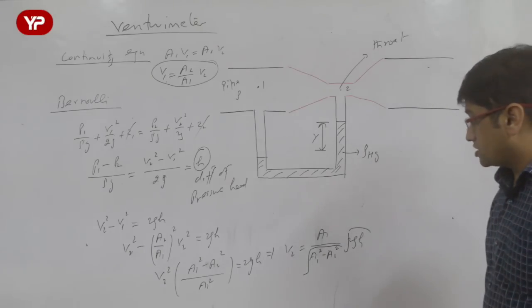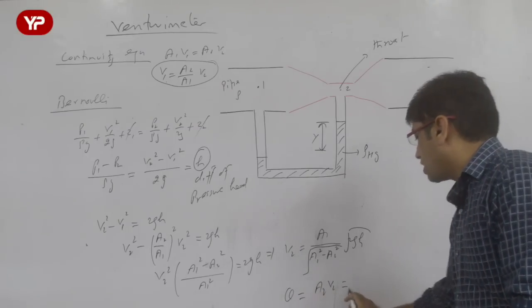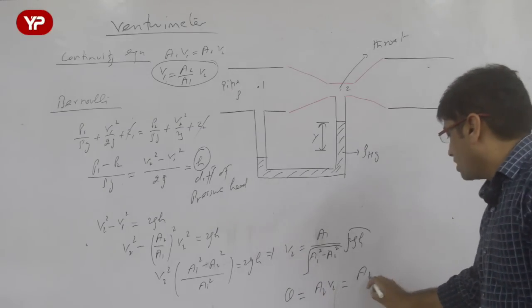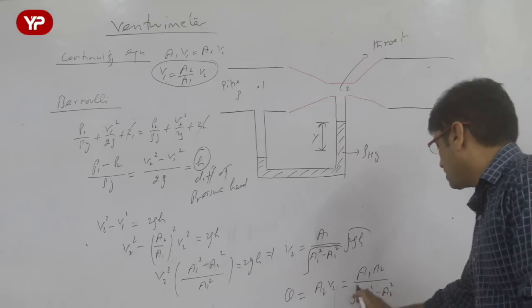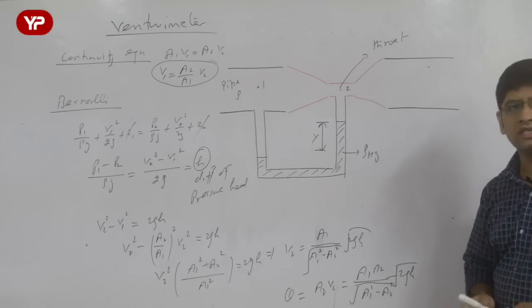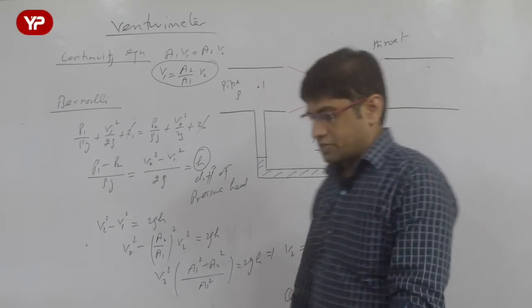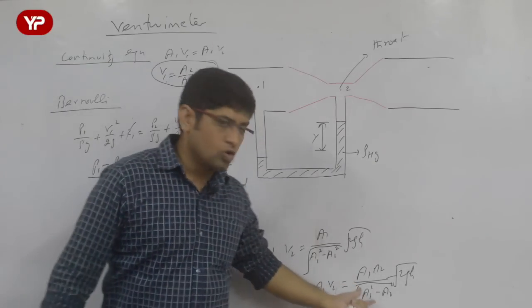But we want to find out discharge, and you know what discharge is? Discharge is A2 V2 or A1 V1. If I put that value, it is A1 A2 over root of A1 square minus A2 square into root of 2gh. That is the value of discharge. Now you see the beauty of this expression. In this expression, all the terms are known to us.